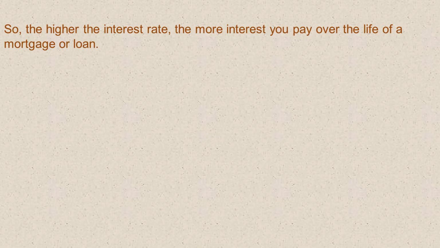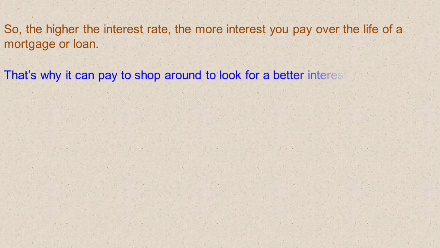The higher the interest rate, the more interest you pay over the life of a mortgage or loan, and the higher your monthly payment or biweekly payment. So that's why it can pay to shop around to look for a better interest rate. Perhaps this particular bank is charging, let's say, 3%, maybe another one you find for 2.5%. And that 0.5% might make quite a difference over the life of the loan. And that's the end of the tutorial.